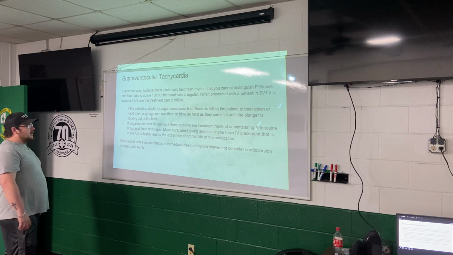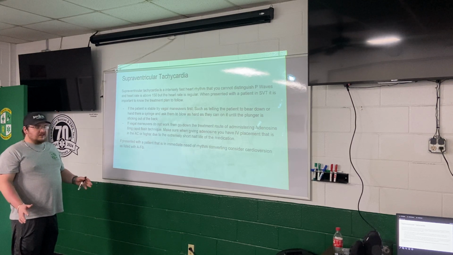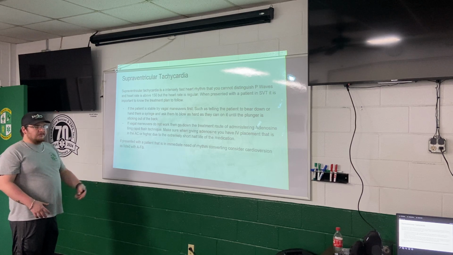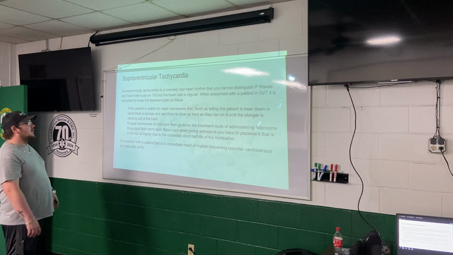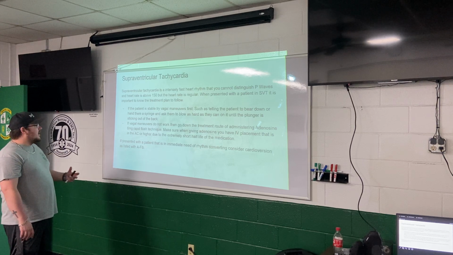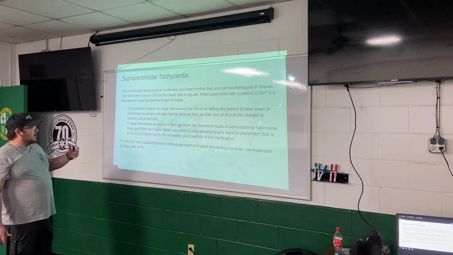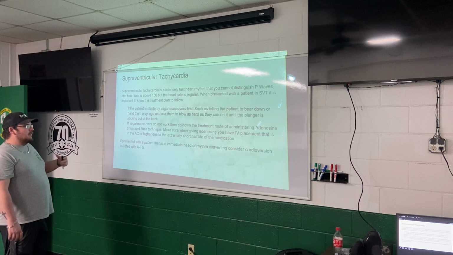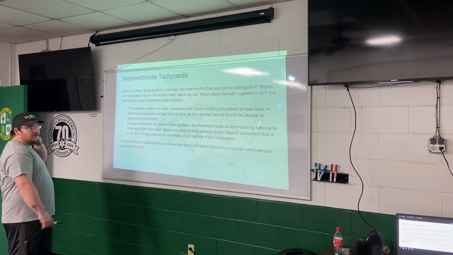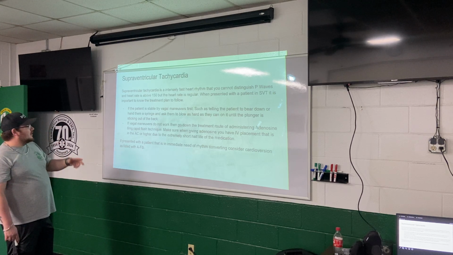If you have a stable patient, which means they're in SVT, they're sitting there, they're not really short of breath, they're not complaining of anything, you can try vagal maneuvers first. You can tell them that they need to bear down. You can hand them an empty syringe, tell them to blow the plunger out the other end of it. If those ultimately don't work, we'll go down our treatment route with our medication of administering adenosine.